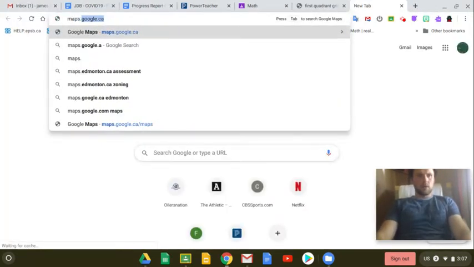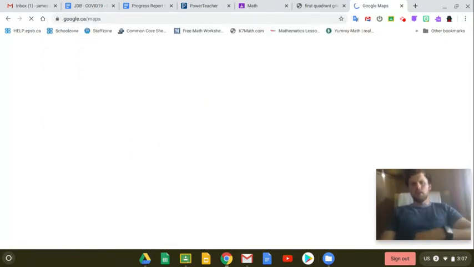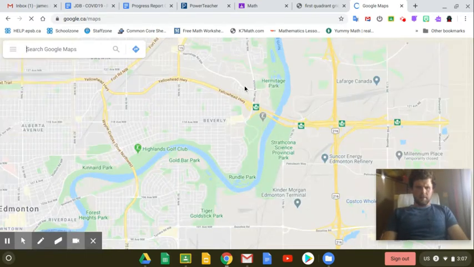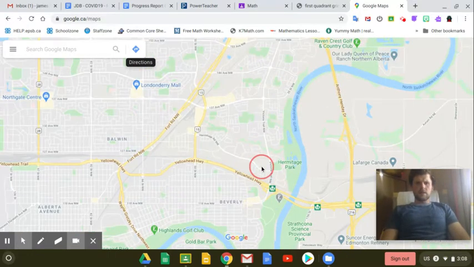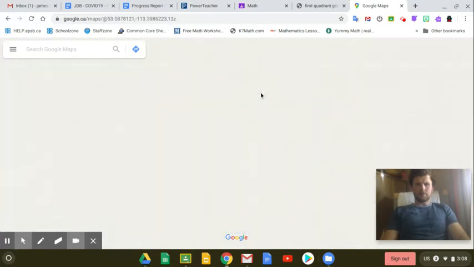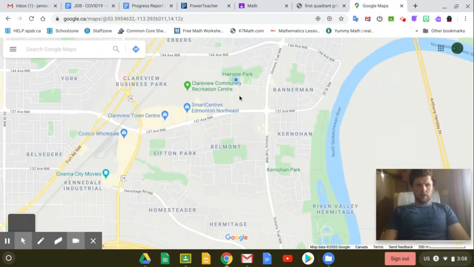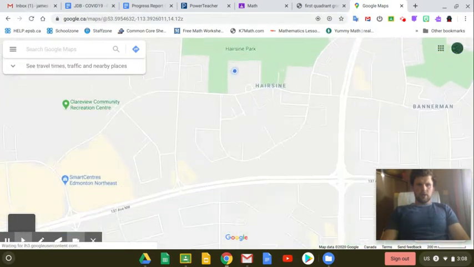Maps, google.ca. Now this is going to be an interesting way that this is used in real life. So this is, you can tell, a map of Edmonton. And I want to zoom in specifically on our school, on John D. Bracco. Let's see if it lets me do this. Oh, here we go. So here is John D. Bracco School.